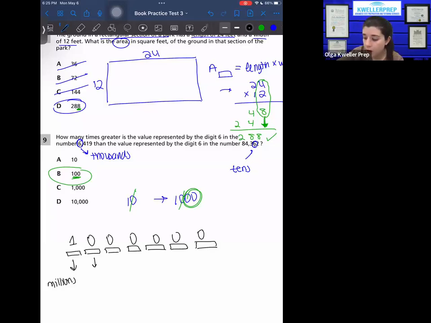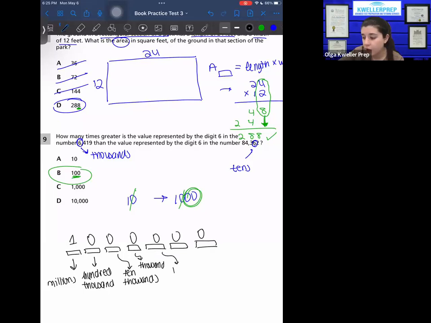This one is called 100,000. This one is called 10,000. This one is just called 1,000, right? 1,000. That's where that 6 was in the question that we just did. And then we have 100, we have 10, and we have 1.